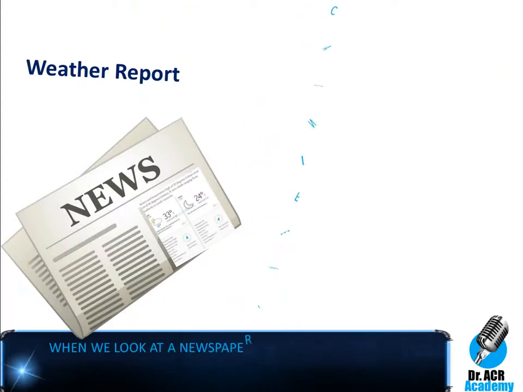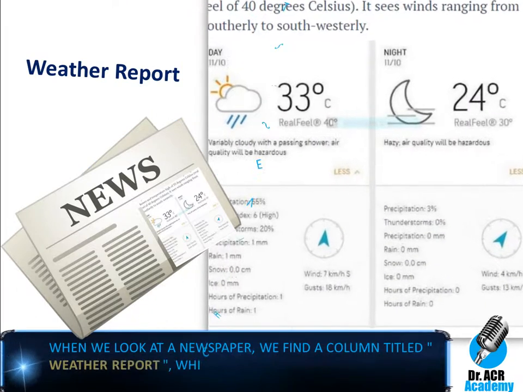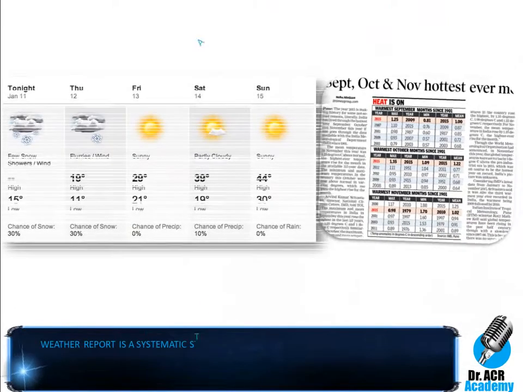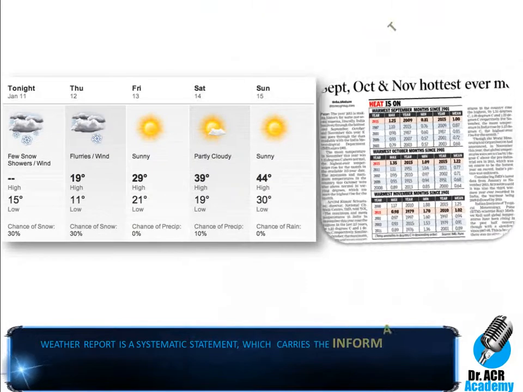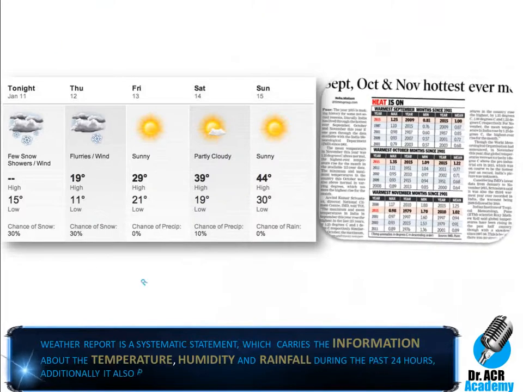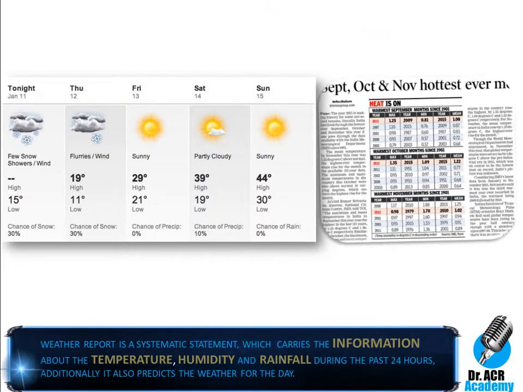When we look at a newspaper, we find a column titled Weather Report, which gives us the basic weather conditions of the day. A weather report is a systematic statement which carries information about the temperature, humidity, and rainfall during the past 24 hours, and additionally, it also predicts the weather for the day.